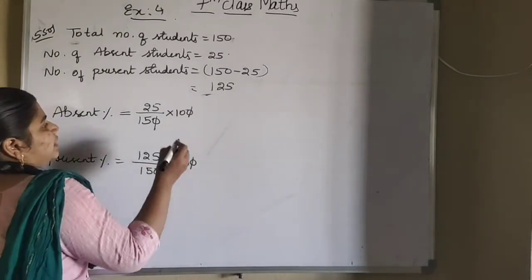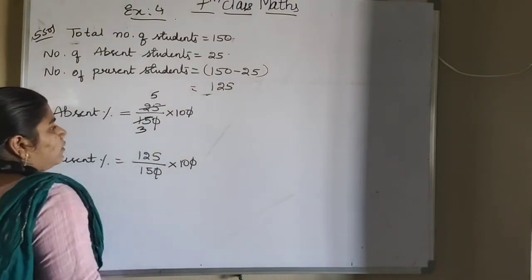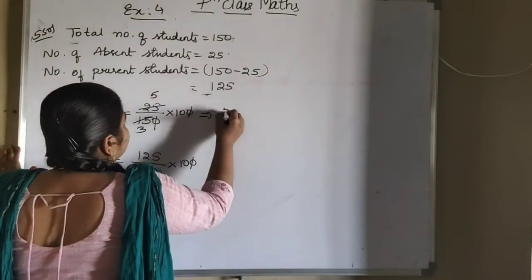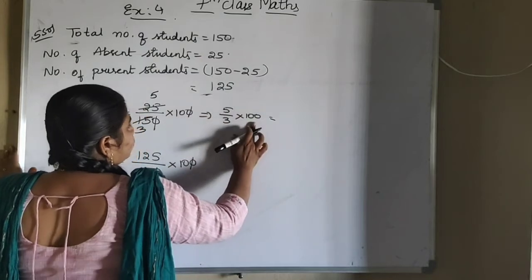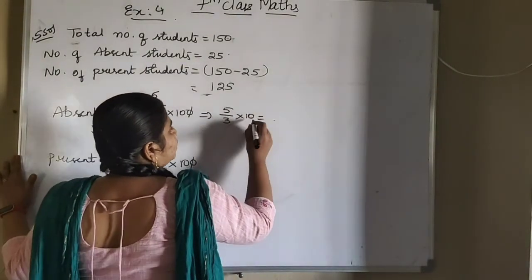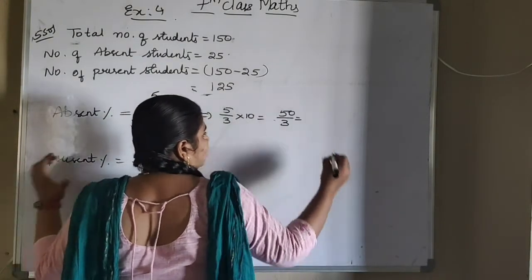Okay. Now I am cancelling in 5 table. 5 5s are 25. 5 3s are 15. Okay. So it is how much here? 5 by 3 into 100. So 5 by 3 into 10. So that will be how much here? 10 5s are 50 by 3. 50 by 3 you divide.